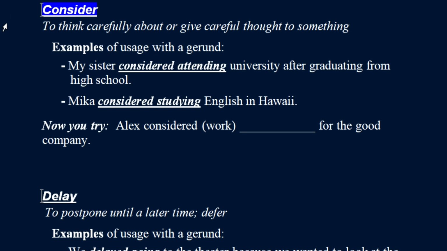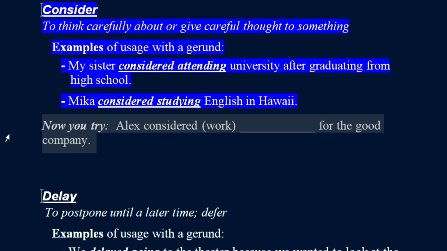Consider. To think carefully about or give careful thought to something. Examples of usage with a gerund. My sister considered attending university after graduating from high school. Another example. Mika considered studying English in Hawaii. Now you try. Alex considered (work) for the good company. Alex considered working for the good company.